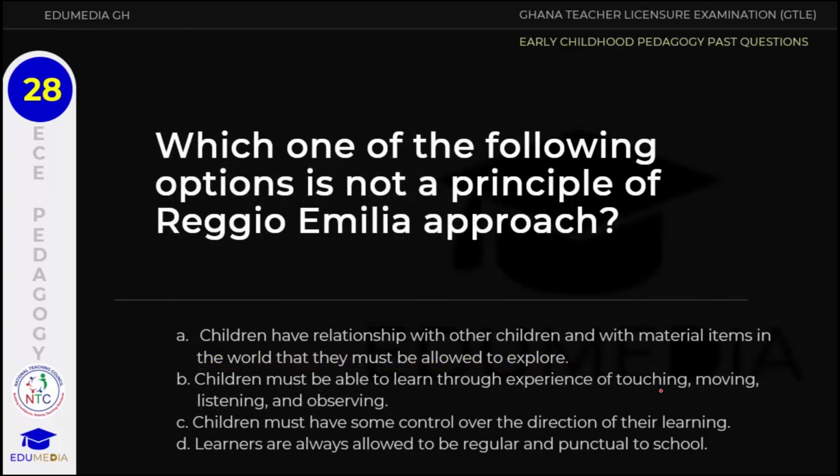Question 28. Which one of the following options is not a principle of Reggio Emilia approach? Option A. Children have relationship with other children and with material items in the world that they must be allowed to explore. B. Children must be able to learn through experience of touching, moving, listening, and observing. And C. Children must have some control over the direction of their learning. D. Learners are always allowed to be regular and punctual. The correct answer is D. Learners are always allowed to be regular and punctual to school.